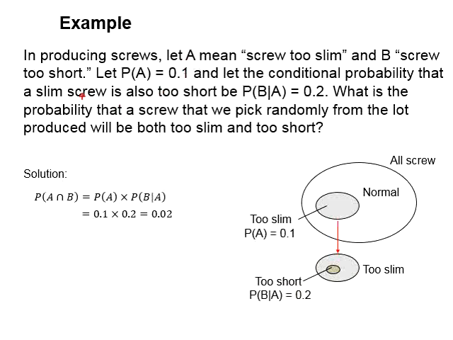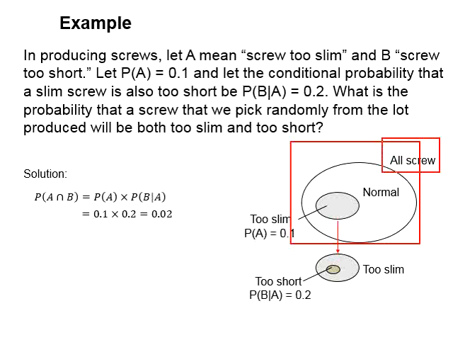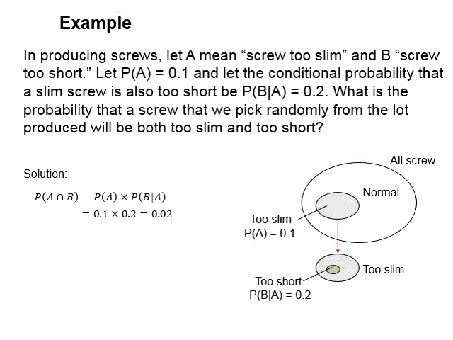To determine the screws which are too thin and too short, we multiply the probabilities, which is 0.1, which is too thin, multiplied by 0.2 out of that 0.1. Therefore, you will get the probability of 0.02. In other words, about 2% of all the screws here will be at the same time too thin and too short.